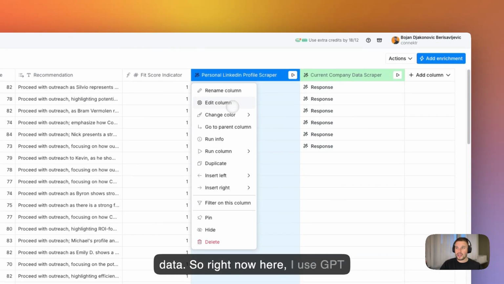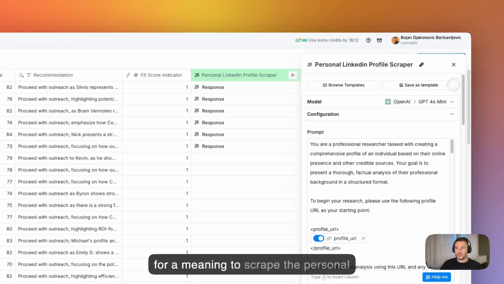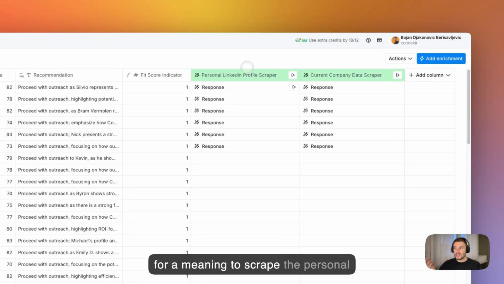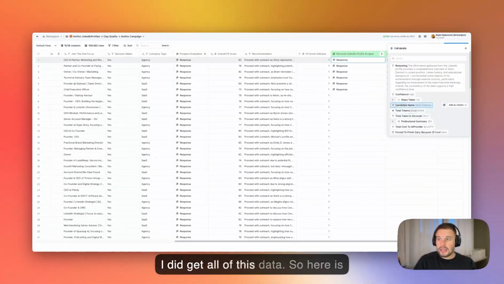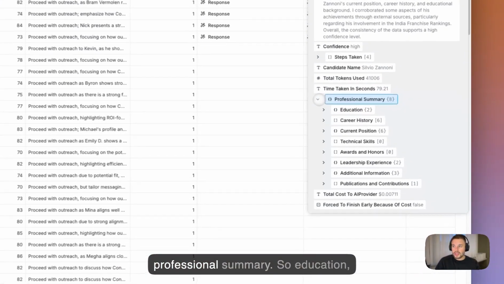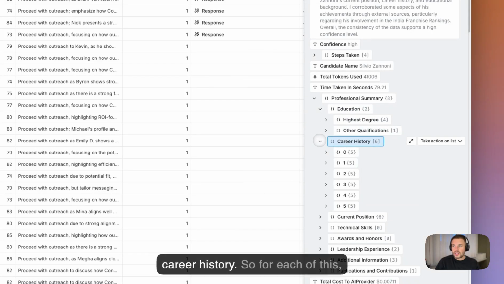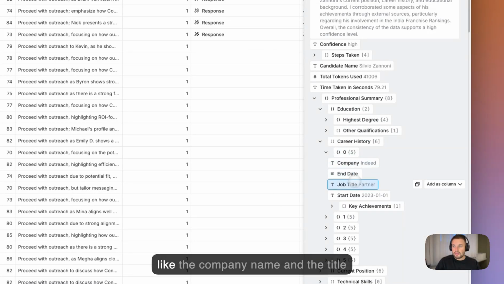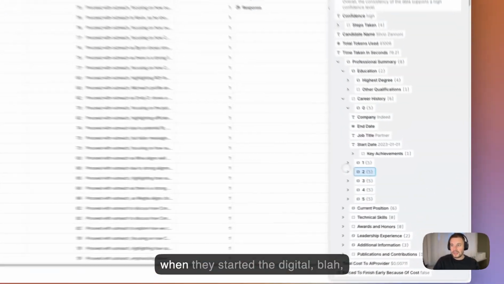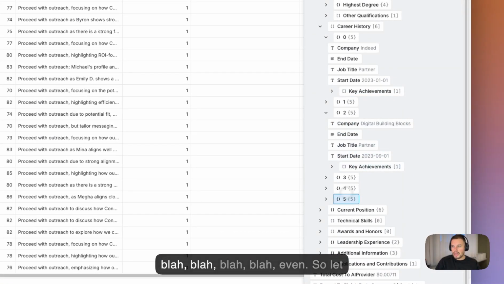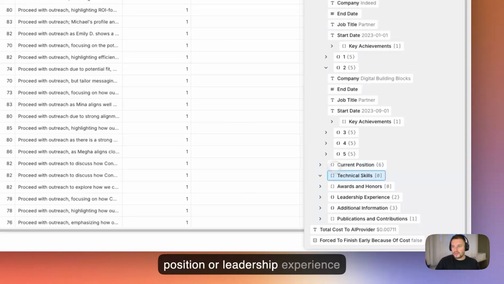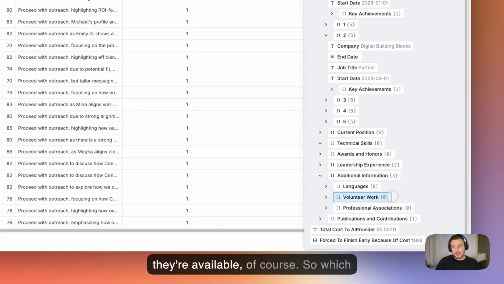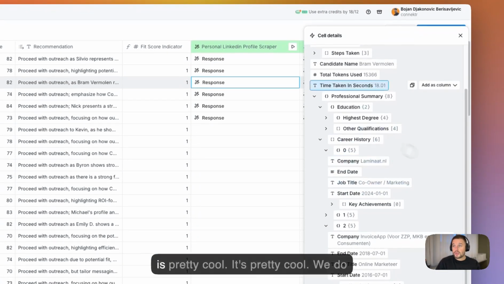So right now here, I use GPT-4o Mini to scrape a personal LinkedIn profile, and I did get all of this data. Here's the professional summary, education, and career history. For each of these, there's the company name, the title, when they started, and so on. Then current position, leadership experience, and additional information if available, of course. Which is pretty cool.